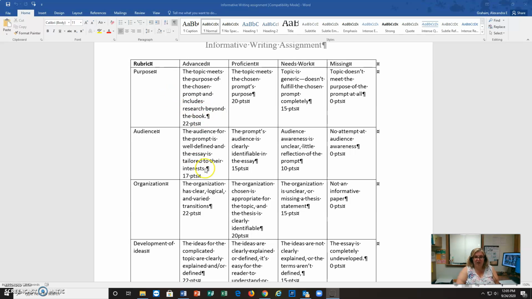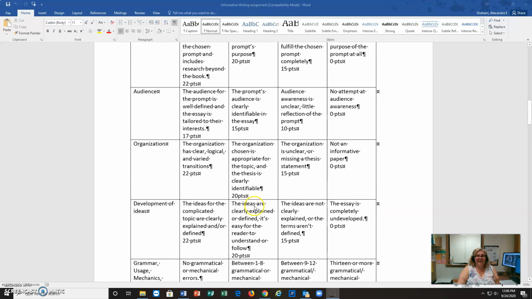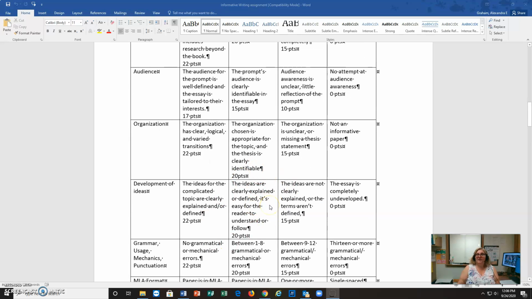And audience is clearly identifiable. So as a reader, 5.1 number 4 is for students. So as a reader, I should be able to tell this is for students. All right, organization. And again, I still don't know if that's true. I haven't looked at number 4, 5.1. Organization, so it should be appropriate for the topic. Your thesis must be identifiable. You'll notice here that if the organization is unclear or if it's missing a thesis statement, you've lost some points. Okay. Development of ideas. The ideas should be clearly explained or defined. As a reader, it should be easy to follow.